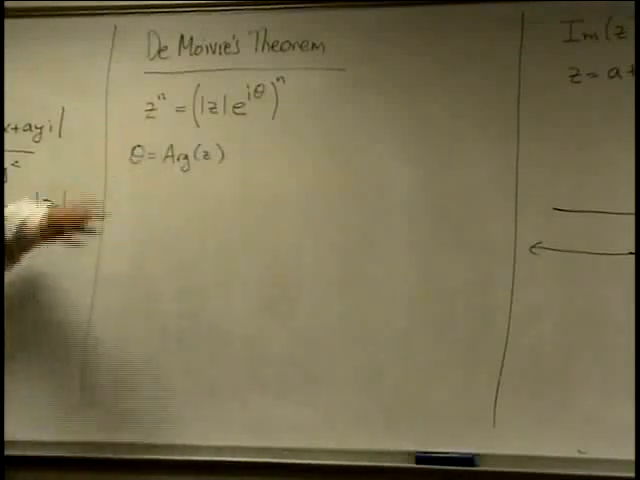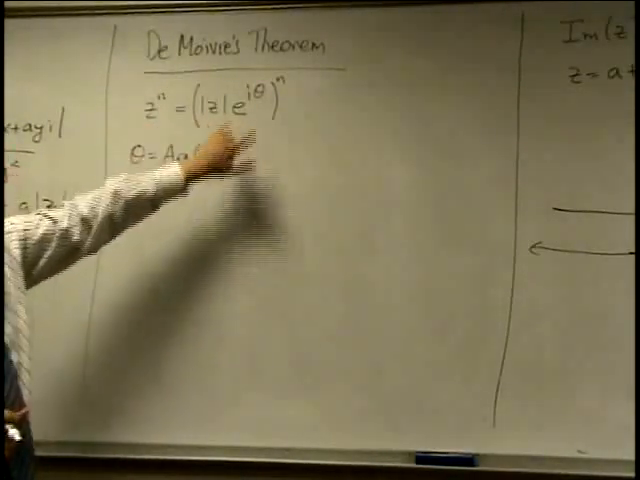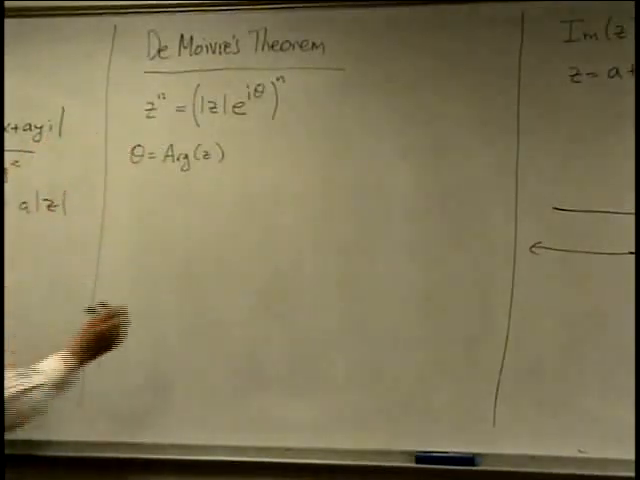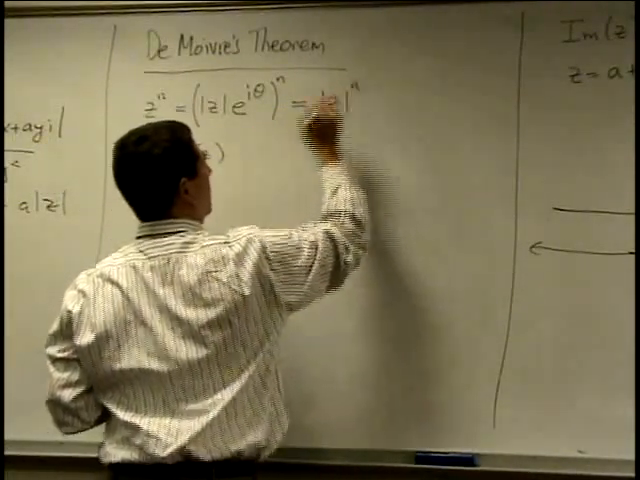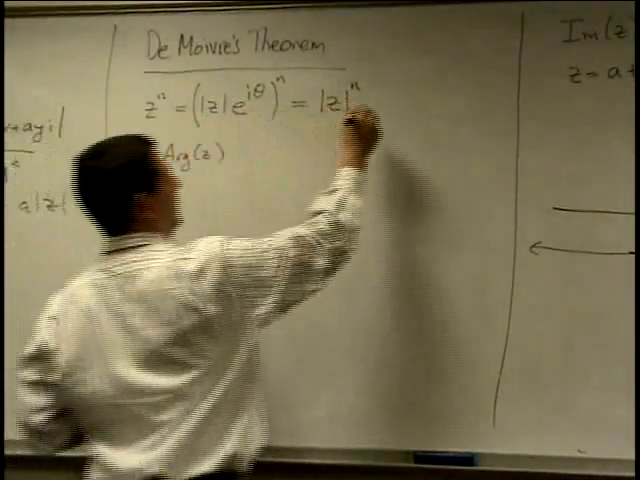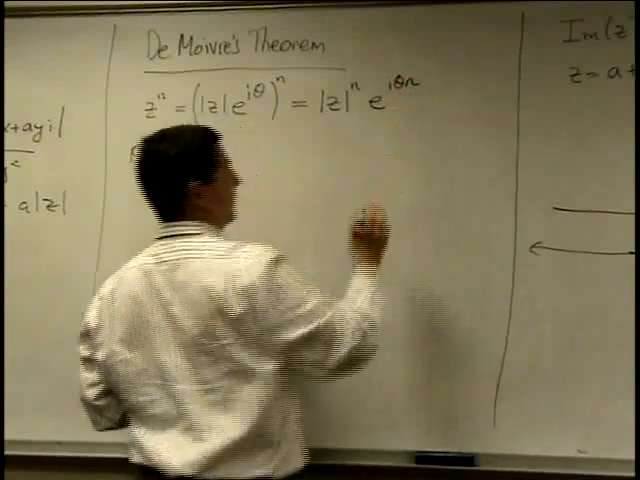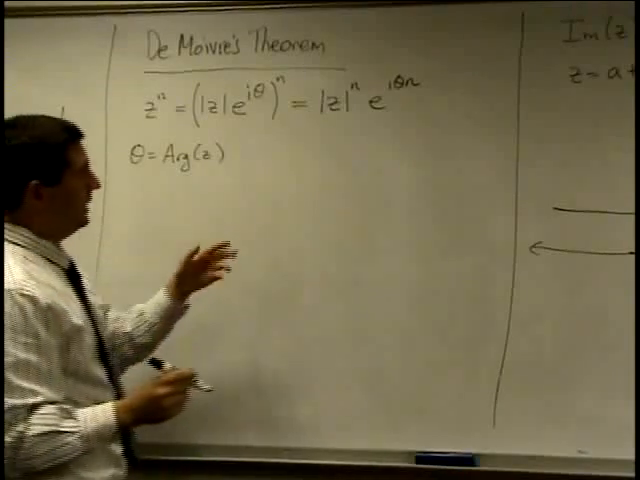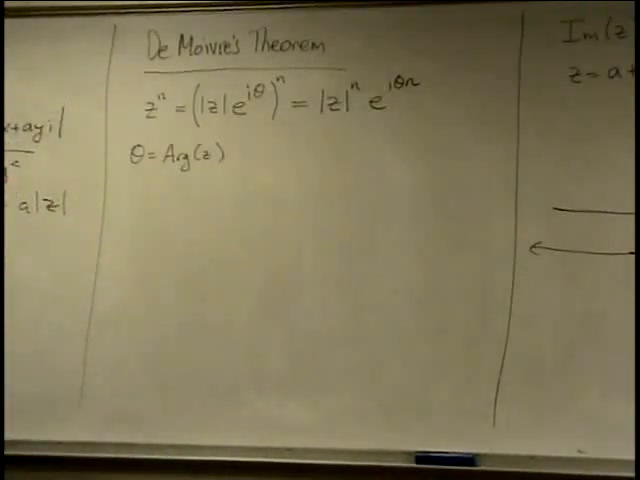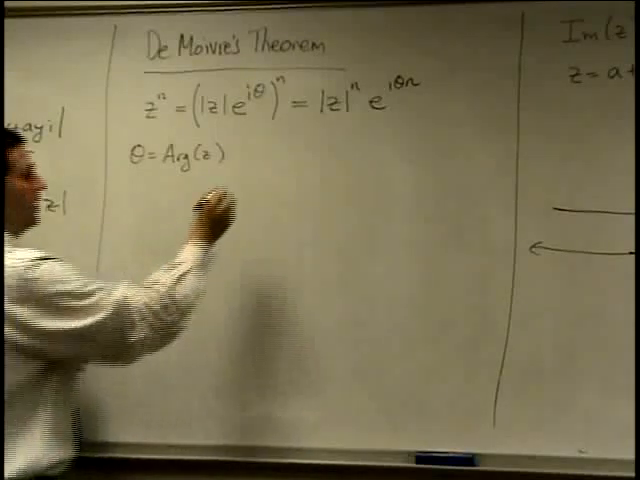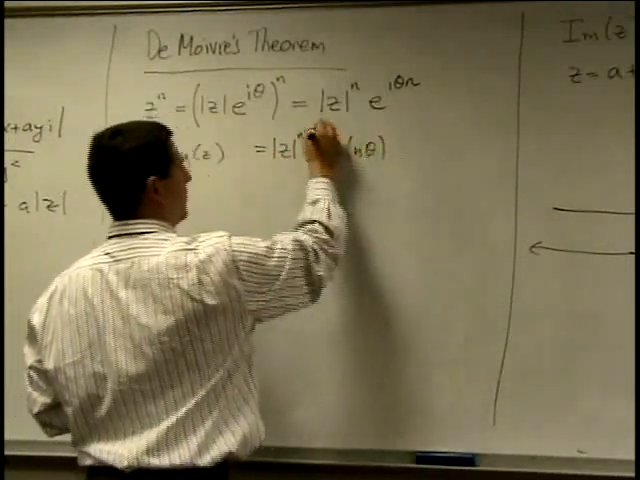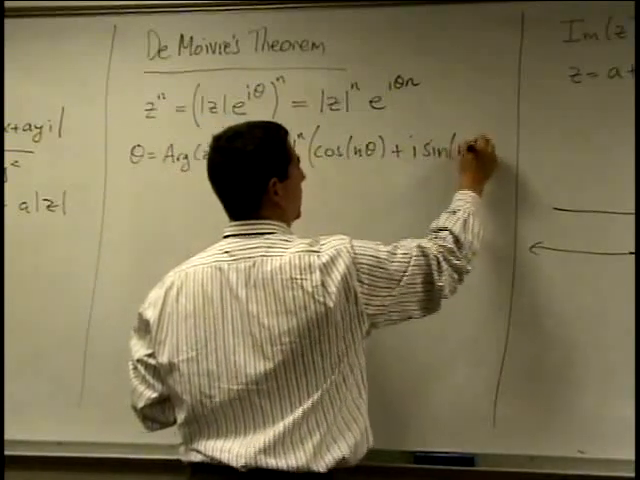So we can write our z to the n in this way by just converting to polar form. And then, of course, it's very easy to do this, right? You just put the n in. So you get the magnitude of z to the n, and then e to the i theta n. But then yesterday we saw that e to the i theta is cis theta, right? Cosine theta plus i sine theta. So you can actually write this as the norm of z to the n times cosine of n theta plus i sine of n theta.